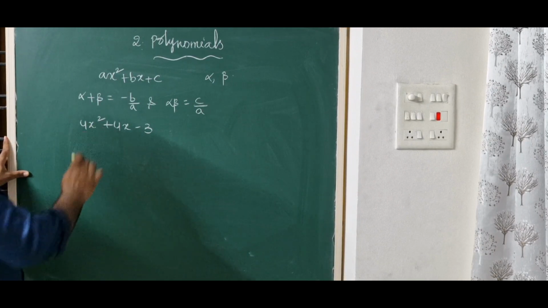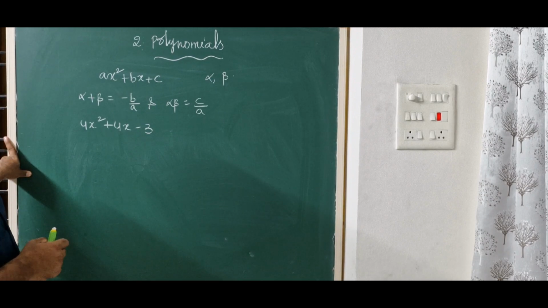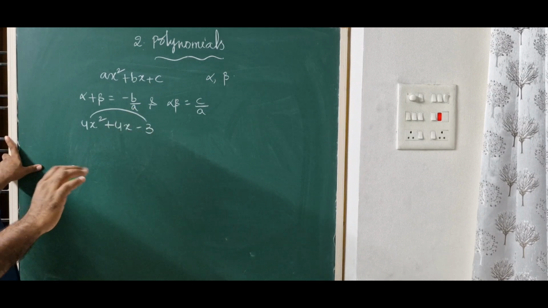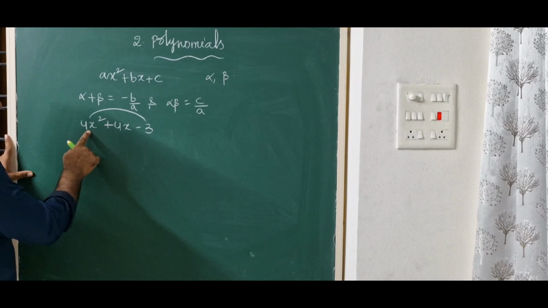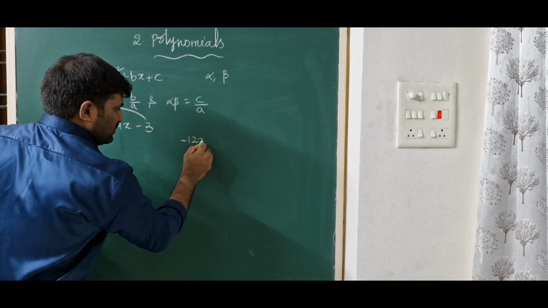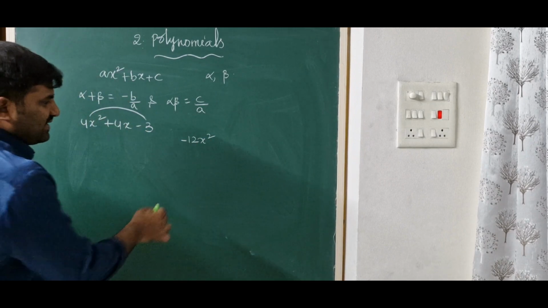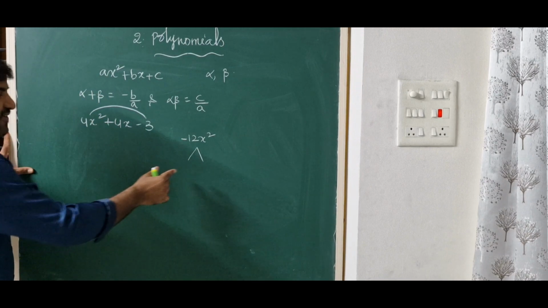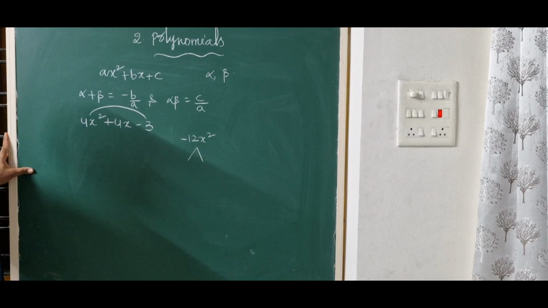So see, first we need to find the zeros of this polynomial. That means the values of x we need to find. For that, I think you already know the split the middle term method, or we have several methods. Better you go with split the middle term only. First you need to multiply the x square coefficient with the constant term: 4 into minus 3 is minus 12x square. Take the factors of minus 12x square. The sum of these factors should be the middle term, and the product of these is equal to minus 12x square.